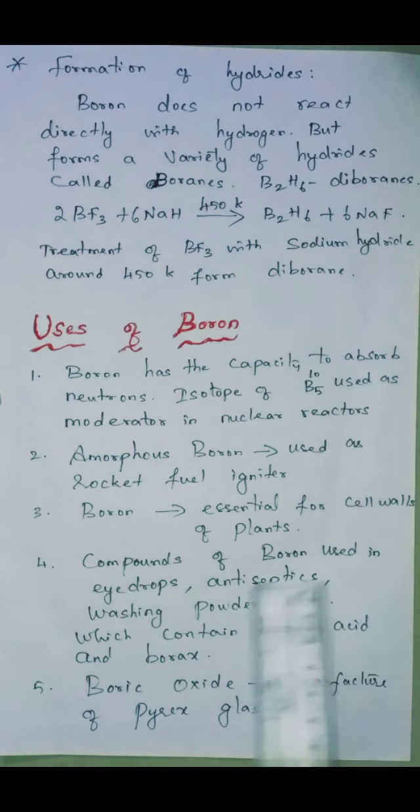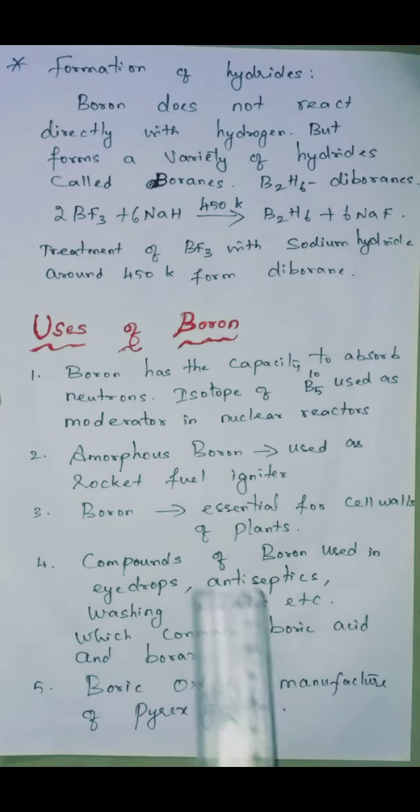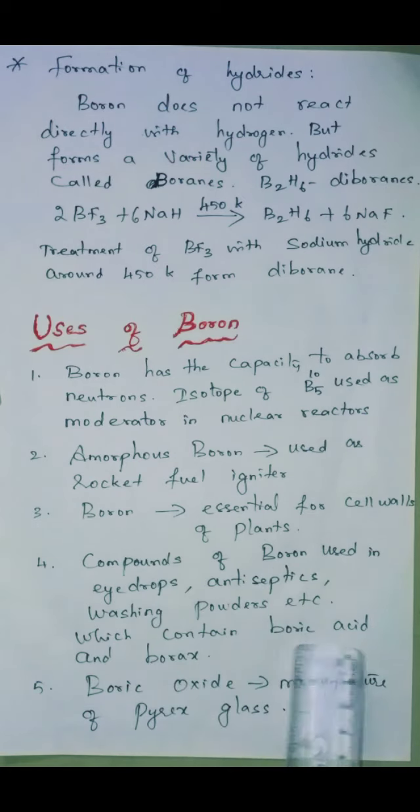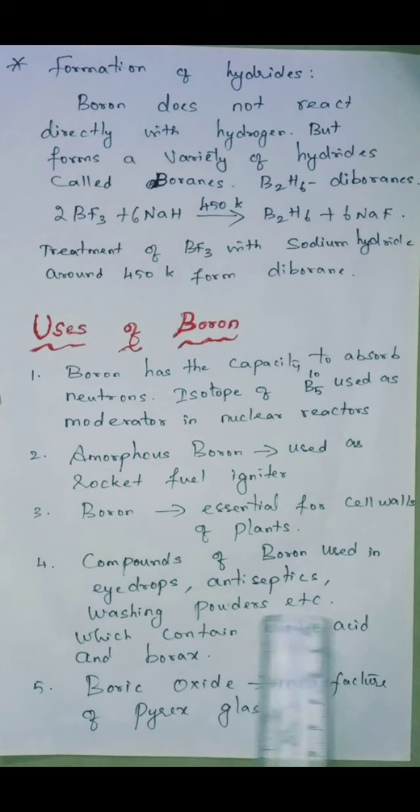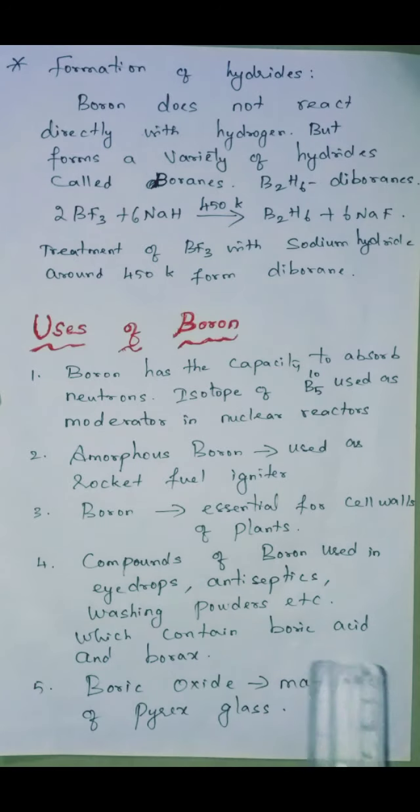Compounds of boron, boric acid and borax, are used in eye drops, antiseptics, washing powders, etc. Then boric oxide is used for the manufacture of Pyrex glass. Suppose we are using many test tubes, burettes and pipettes in the chemistry lab. All those glass apparatus are made of borosilicate glass. Boric oxide is used for the manufacture of Pyrex glass, one type of glass made with boric oxide. So these are the uses of boron.